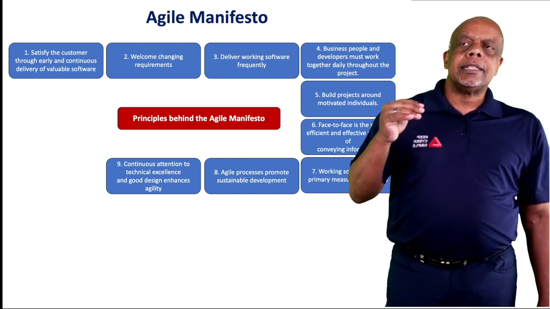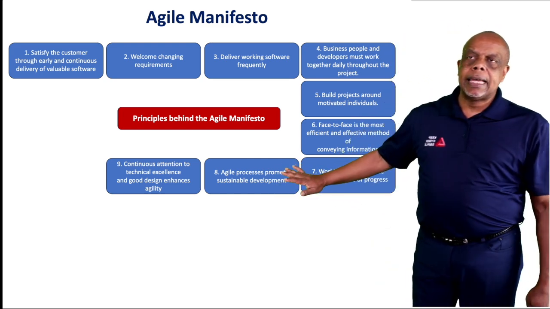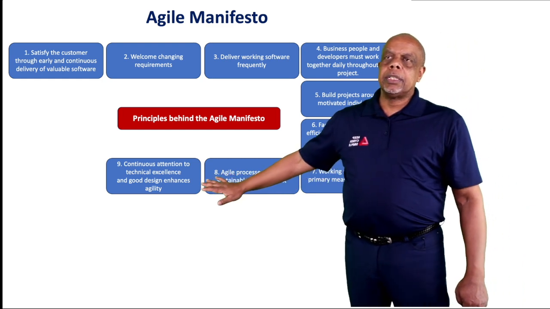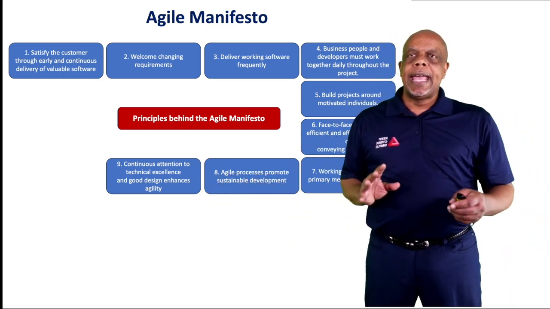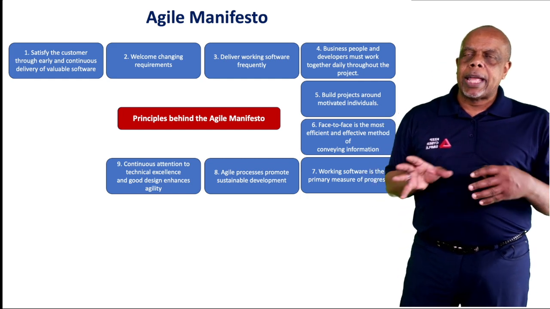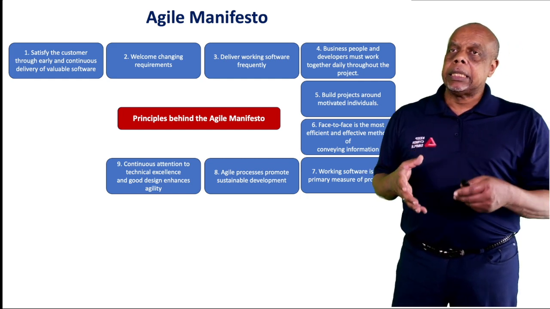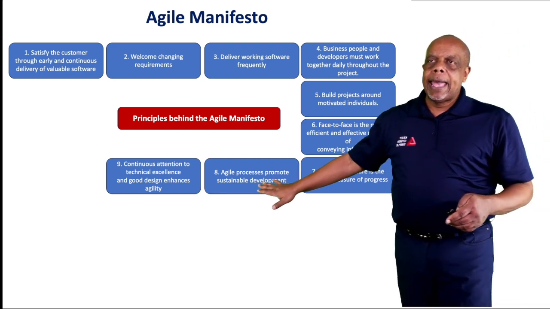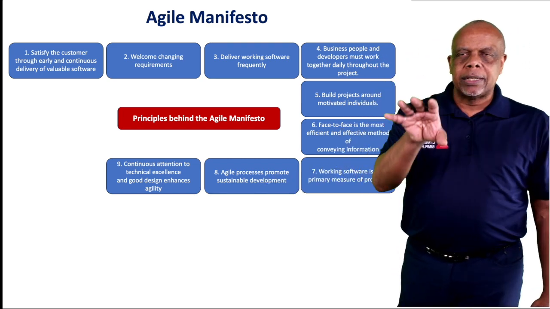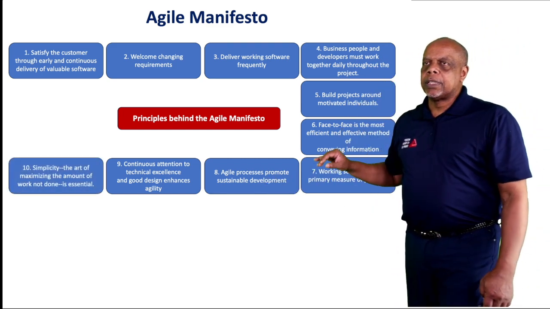Continuous attention to technical excellence and good design enhances agility. So if we start baking these things in, now we can become very agile. So when there are changes, we can react quickly. We're not locked into a particular design because we are now agile. Why? Because we've been paying attention to the technical sides and the design interfaces.